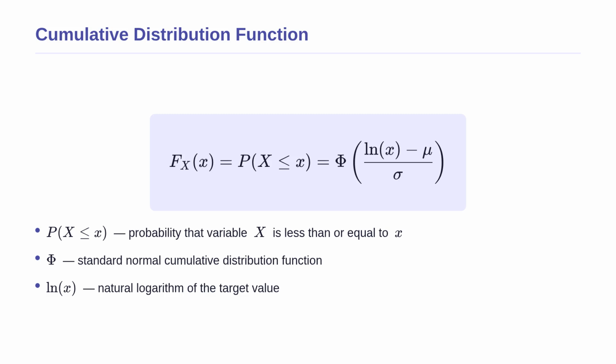This formula is a massive time saver. It says that to find the probability of x being less than a target value x, you first take the natural logarithm of x. Then you subtract the underlying mean mu and divide by the underlying standard deviation sigma. This fraction inside the parentheses converts your log normal problem into a standard normal z-score. The Greek letter phi represents the standard normal CDF. You just take your calculated z-score and look it up in a standard normal table to get your final probability.